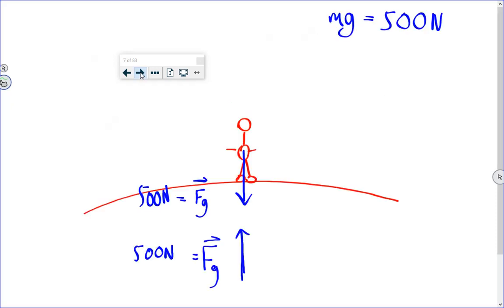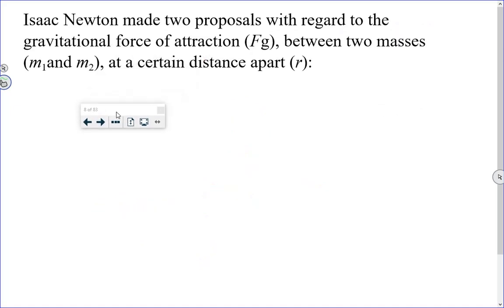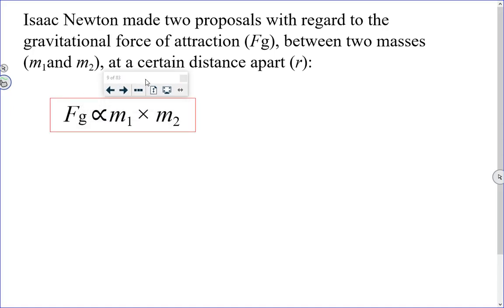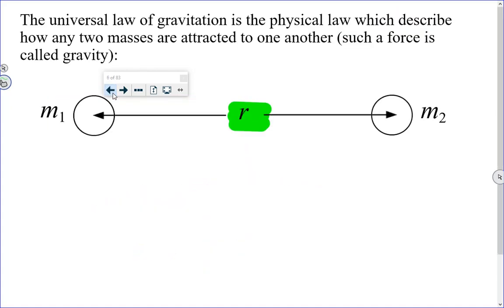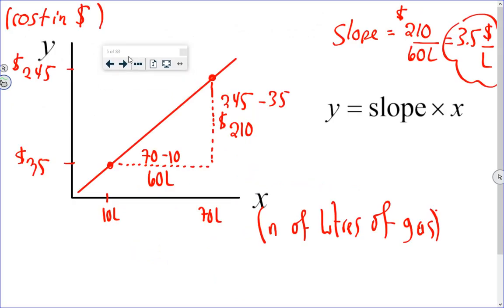Now, Isaac Newton, this is the old fable-like story, sitting underneath the apple tree, starts to come up with ideas. He did come up with these ideas. They probably didn't flash into his brain because an apple hit him on the head. But one of the things that Isaac Newton hypothesized, which means predicted, is that the gravitational force is proportional to the product of the two masses. What does this mean? Well, going back to our gas example, things are proportional if it's a straight line.